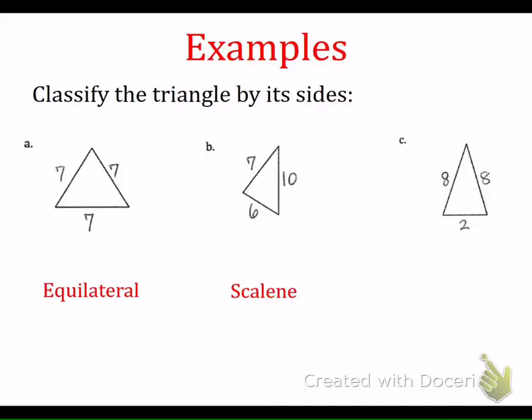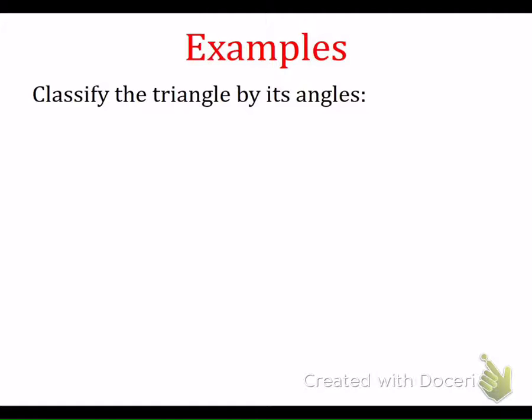Okay, we can go back in a minute. This one is isosceles. So when 2 of them match, we call it isosceles. Any questions? Now we are classifying by the angles. So that's the second chart in your notes. Things like equiangular, acute, obtuse, right.